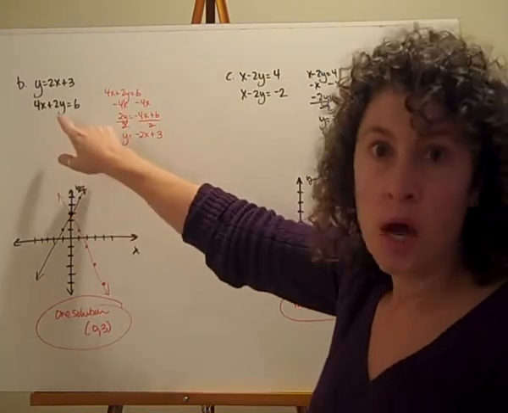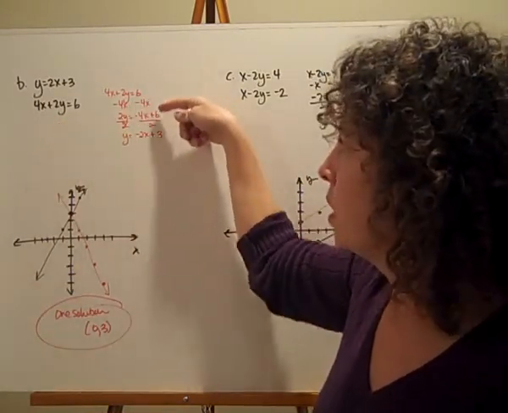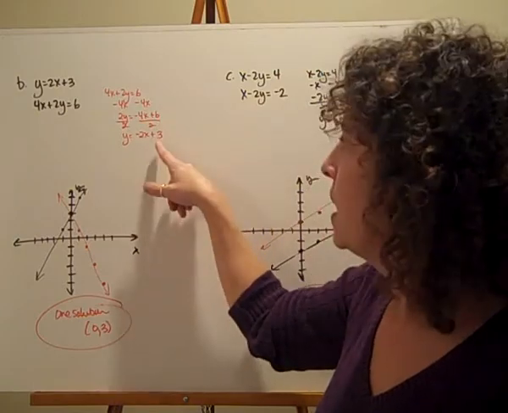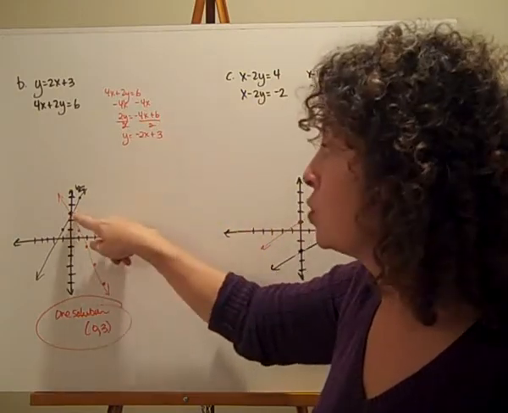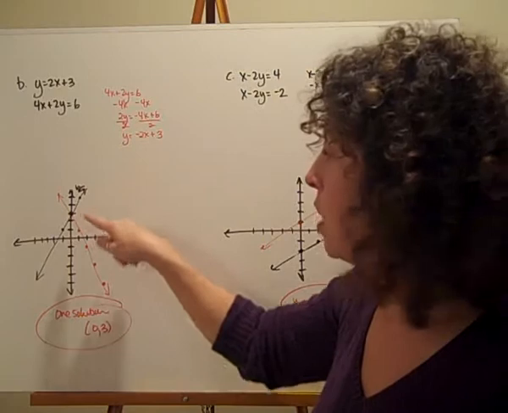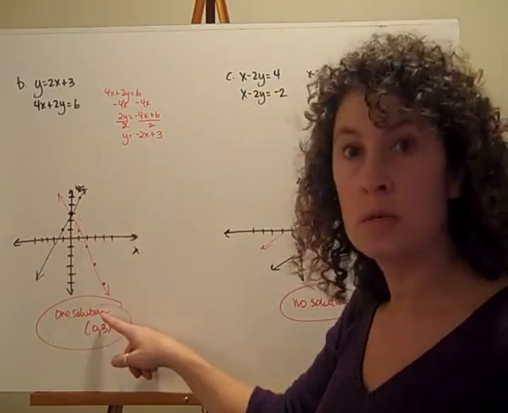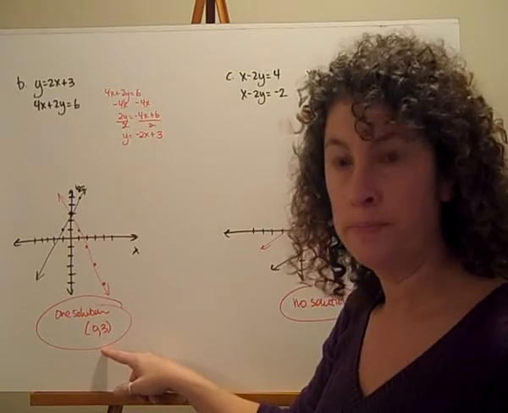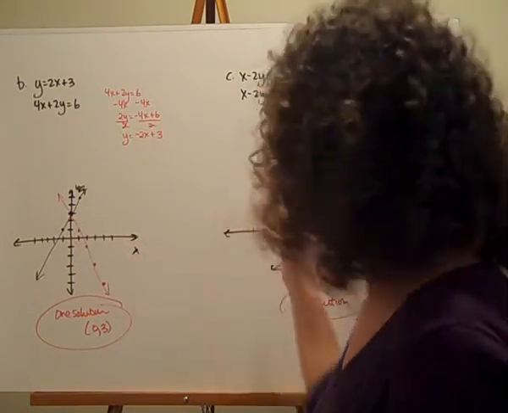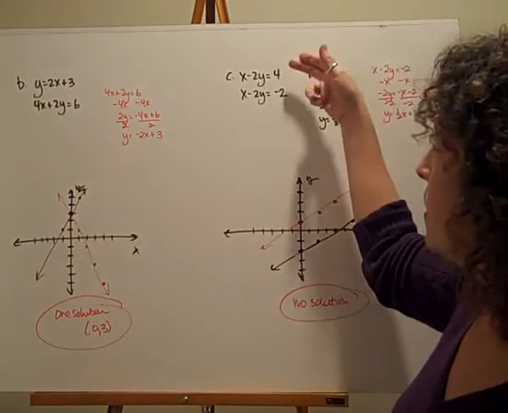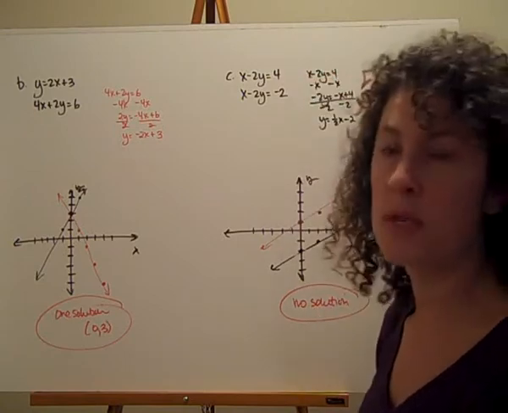My second equation is not in slope-intercept form, so I'm going to do a little work here to get it into slope-intercept form. I realize that my y-intercept is 3, and there's where the two of these cross. So they cross at my y-intercept of 3. So this has one solution at 0, 3. Again, where they cross.